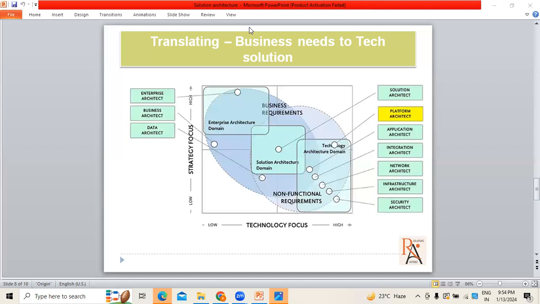So when there is a process of translation from business needs to the technical solution, especially being a solution architect, we need to understand the perspective of architecture, because there are different architectural perspectives. Generally, these architectural perspectives are categorized into 4 different parts.